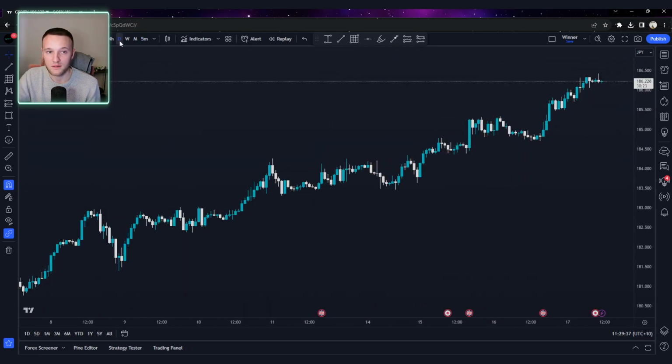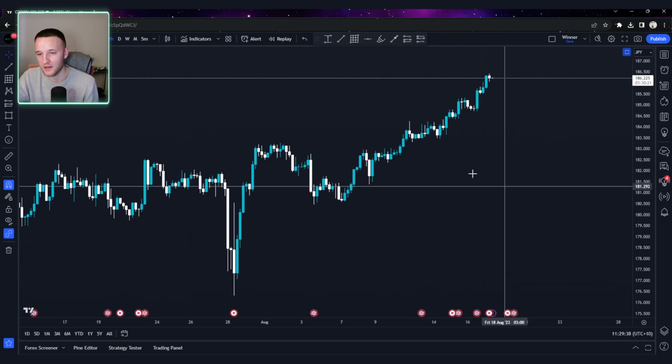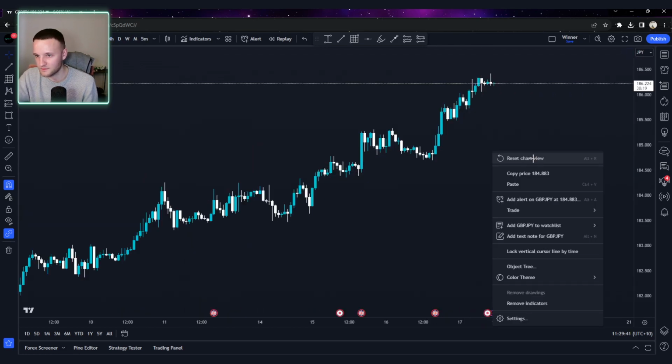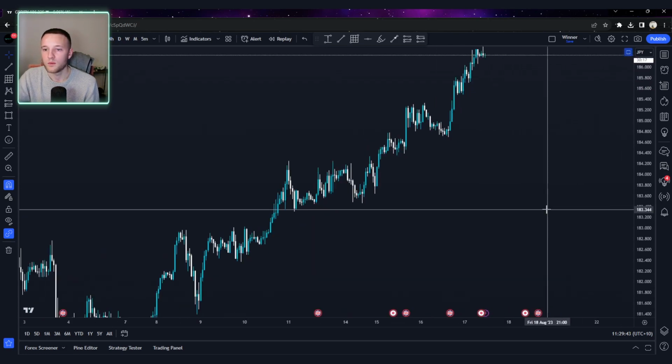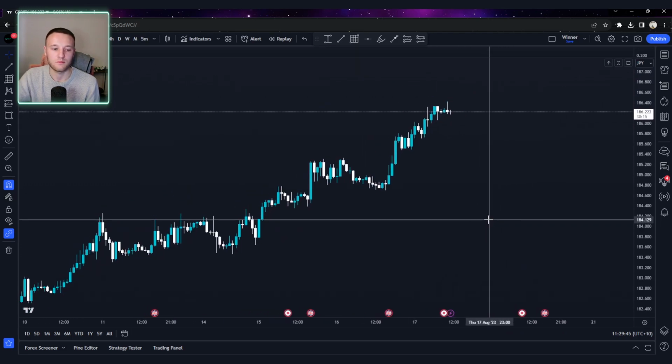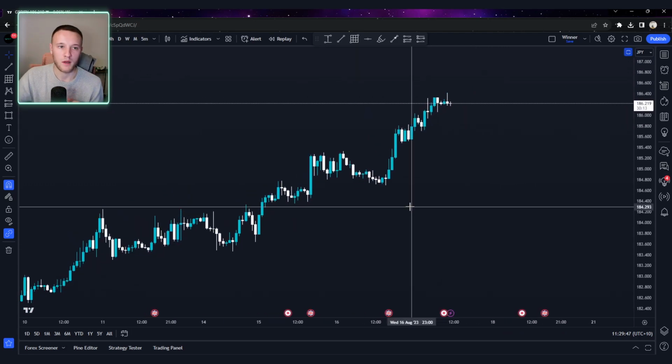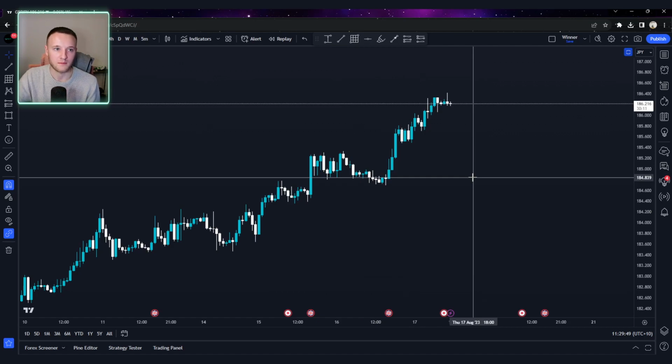I absolutely love this indicator. Like, I don't use anything else without this indicator. Like, I would lose my mind going back and forth between all the time frames.